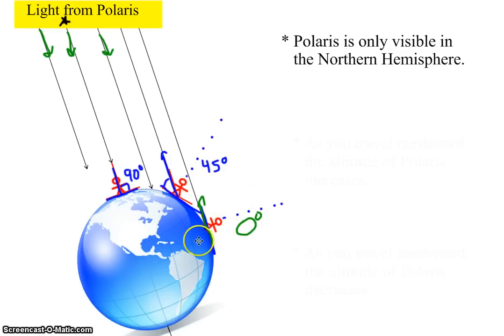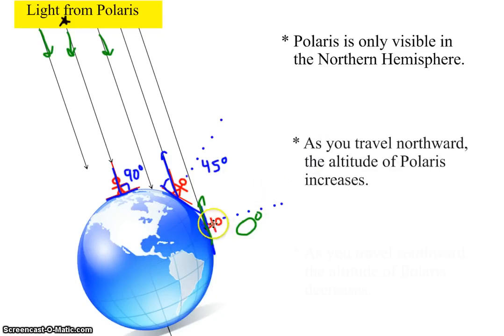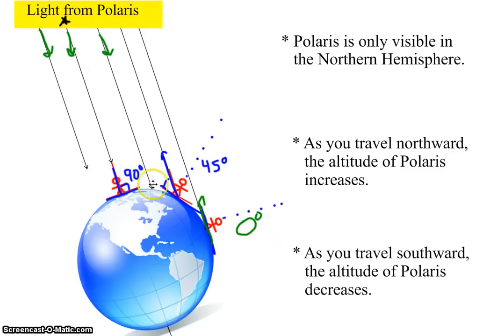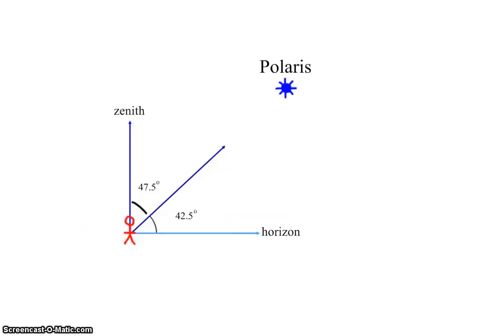Okay? So if you start at the equator and you travel northwards, Polaris is going to get higher and higher in the sky. When you're at the North Pole, Polaris is directly overhead. We call that the zenith. The zenith is just whatever is directly overhead. And if you start at the North Pole and we travel south, Polaris is going to get lower and lower in the sky until you're at the equator where it's going to be straight in front of you, 0 degrees above the horizon.